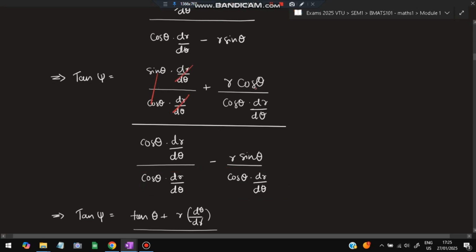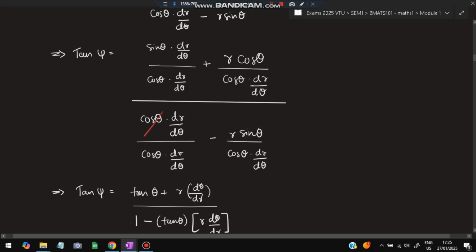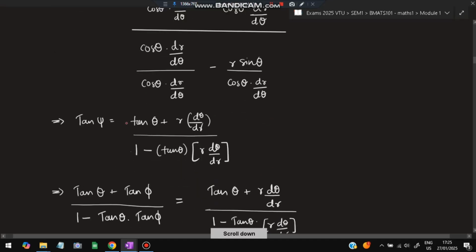This will become tan theta, and this cos theta will get cancelled, and from here sin theta by cos theta will become tan theta. So basically the simplified equation will look like this: tan theta plus r d theta by dr, over 1 minus tan theta r d theta by dr.